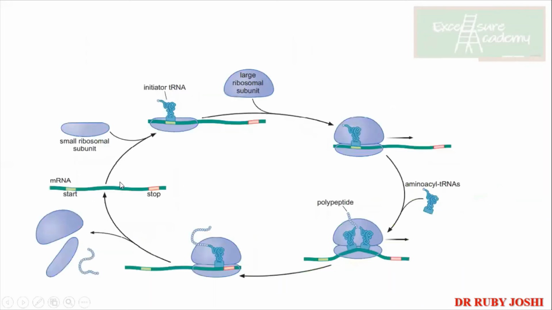You can see the mRNA is there, start and stop is there. First the small ribosomal subunit comes, then the initiator tRNA carrying the methionine amino acid comes, then the large subunit comes, then the rest of the amino acid tRNAs come and carry out the translation. Once the polypeptide chain is released, it reaches the stop codon, what will happen? Both the small and the large subunit get released. Again, these subunits will go and bind to another mRNA and start the translation. So this entire process is known as the ribosome cycle.